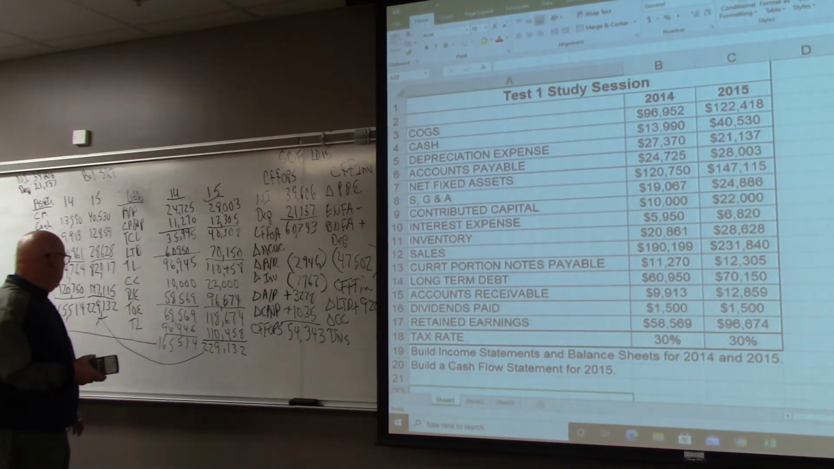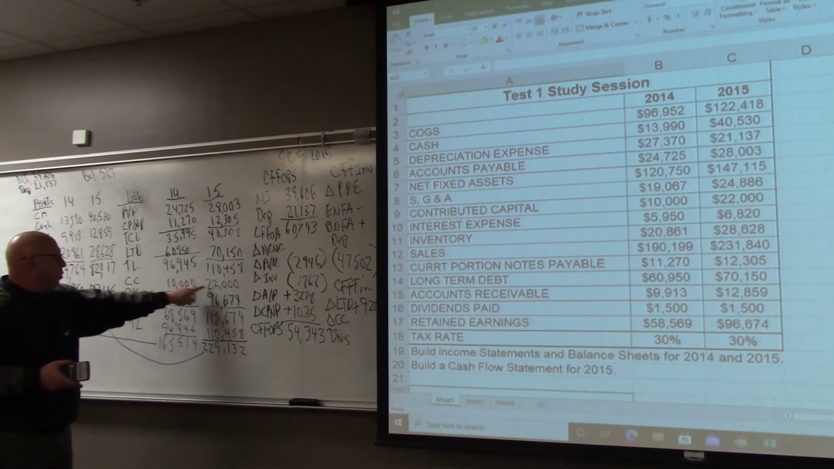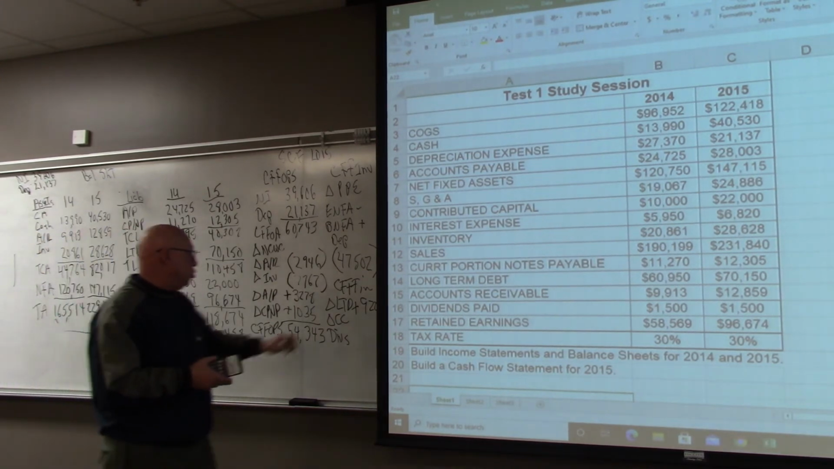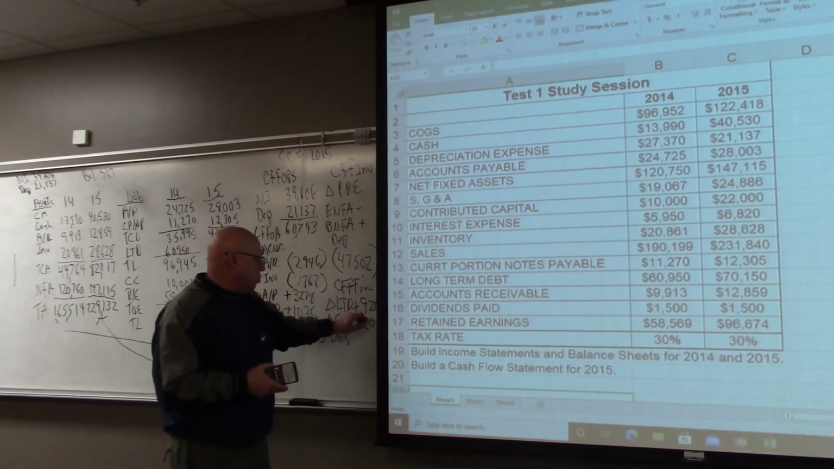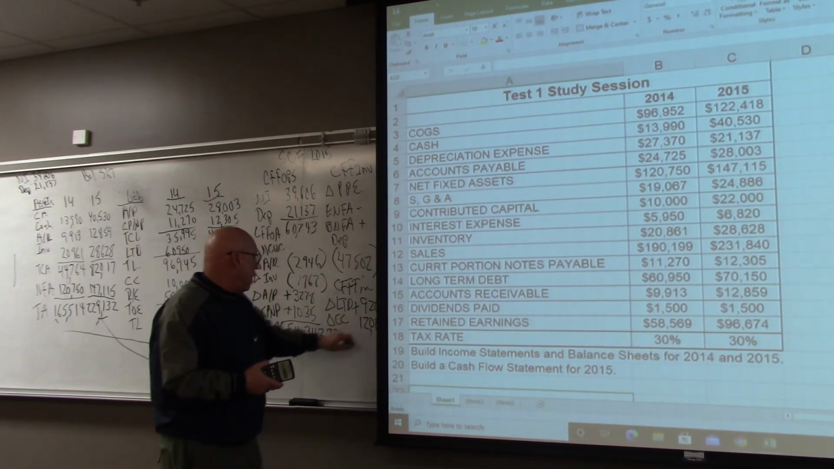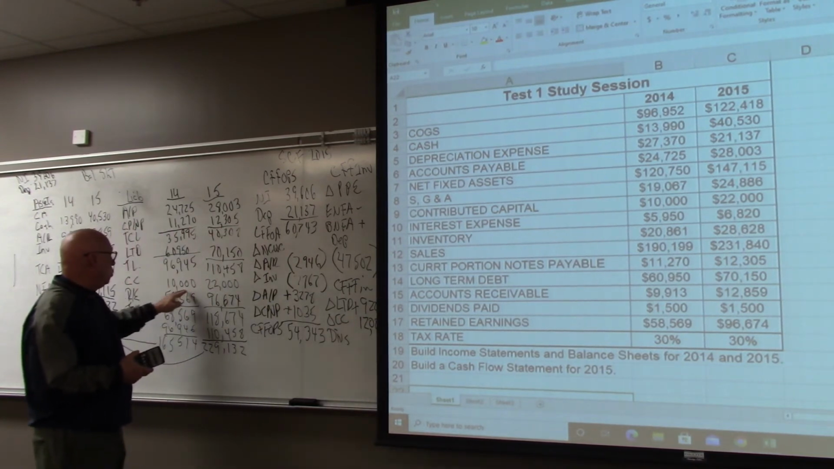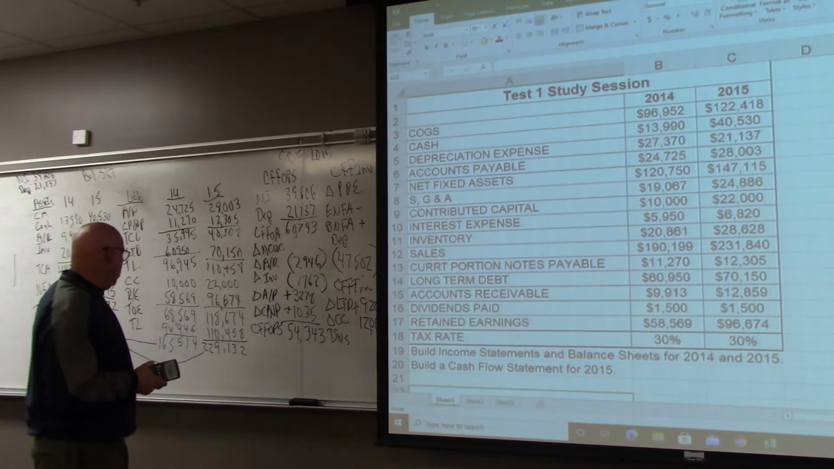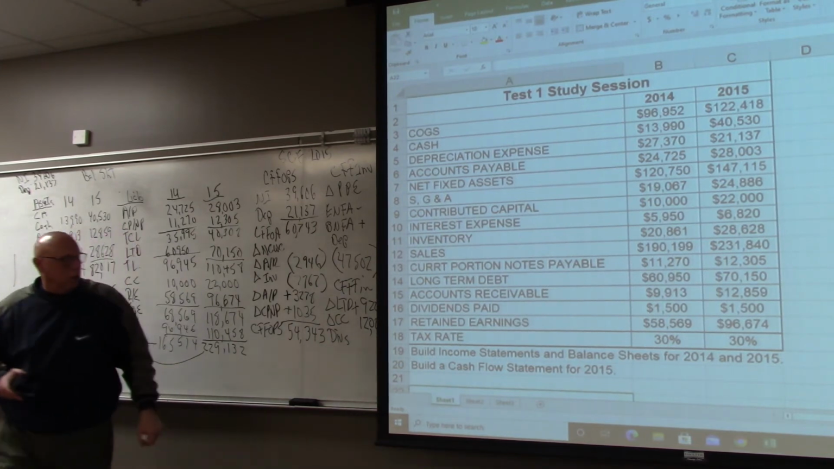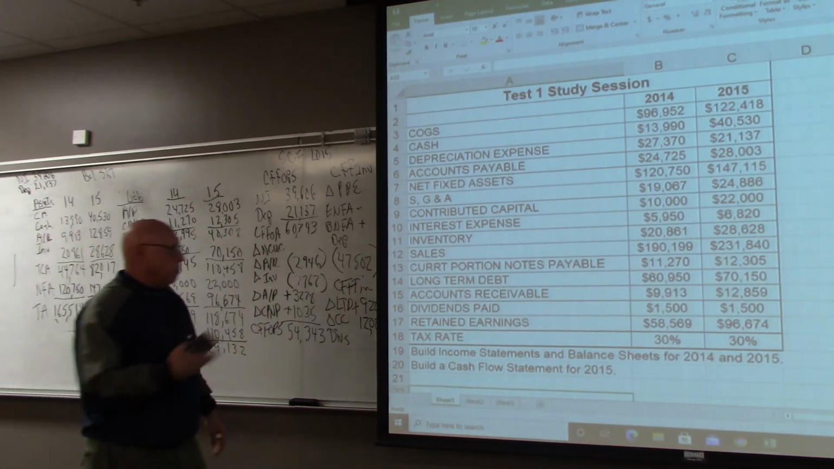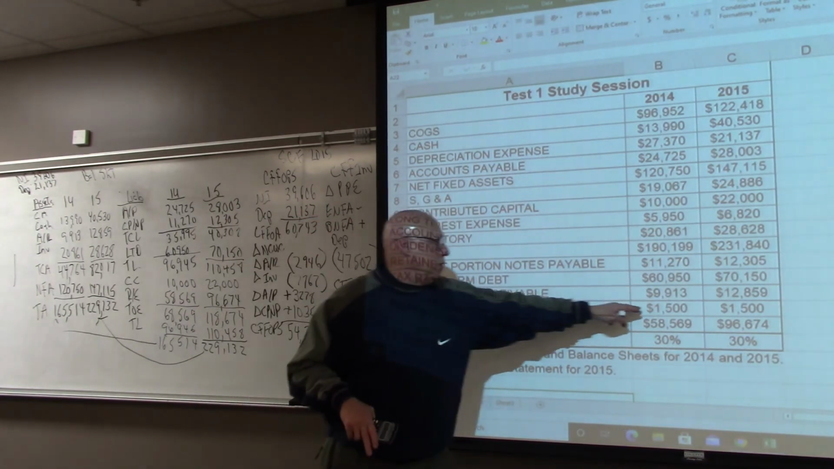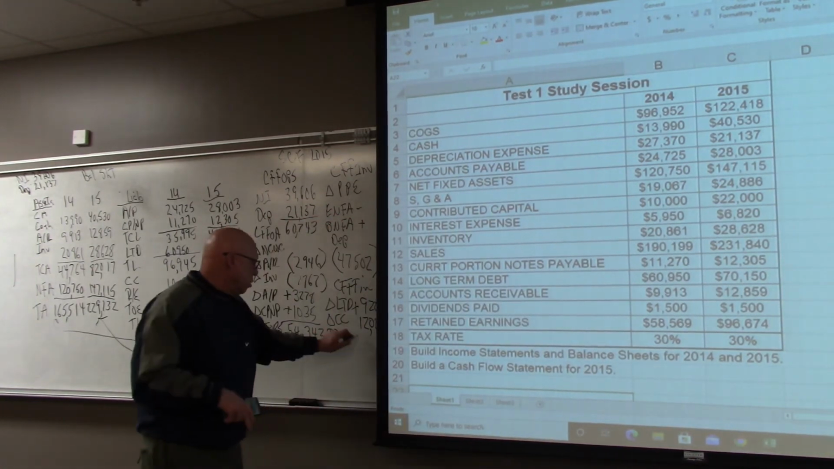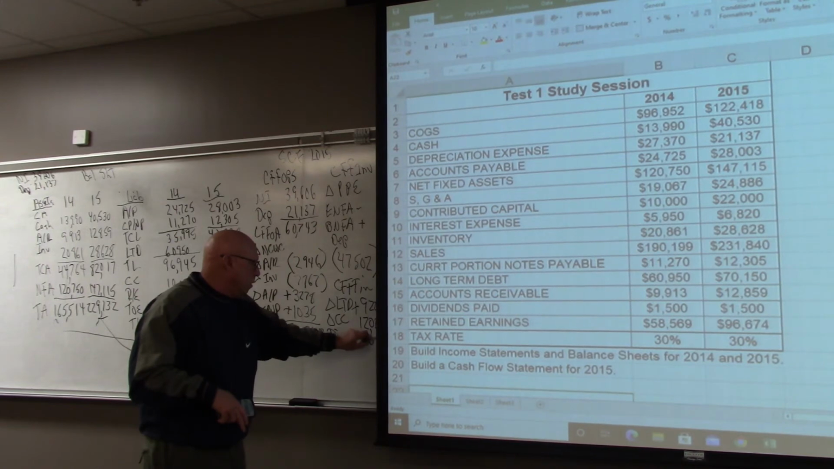The change in contributed capital, right here, $22,000 minus $10,000, that's $12,000. The stockholders kicked in $12,000. Ending contributed capital was $12,000 higher than beginning contributed capital. And then, on the income statement, or at the bottom, it tells us they paid dividends of $1,500. That's always a negative. Okay?